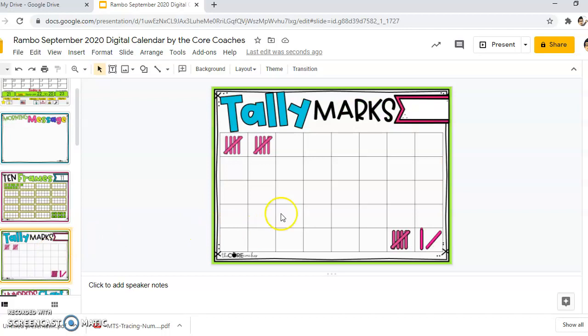Now let's go to our tally marks. And remember, tally marks were counting by fives. So we finished another group of 5 yesterday. So we're going to start a new group of 5. Let's place it down and let's count. 1, 2, 3, 4, 5, 6, 7, 8, 9, 10, 11.